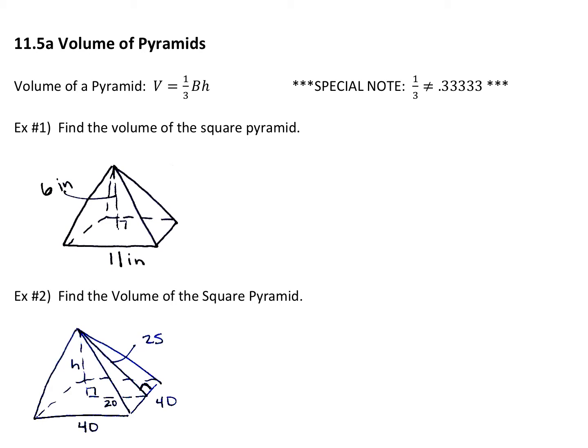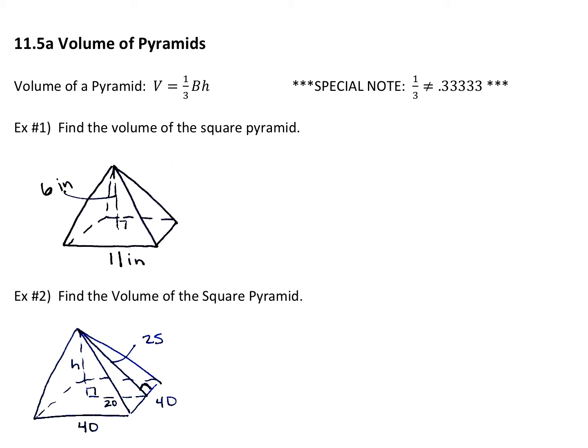All right, so 11.5, we're doing both parts. Part A is the volume of a pyramid. Part B is the volume of a cone. The beautiful thing about it is, if you look, they're the same formula. So we're just doing 4 problems, all using that same formula.